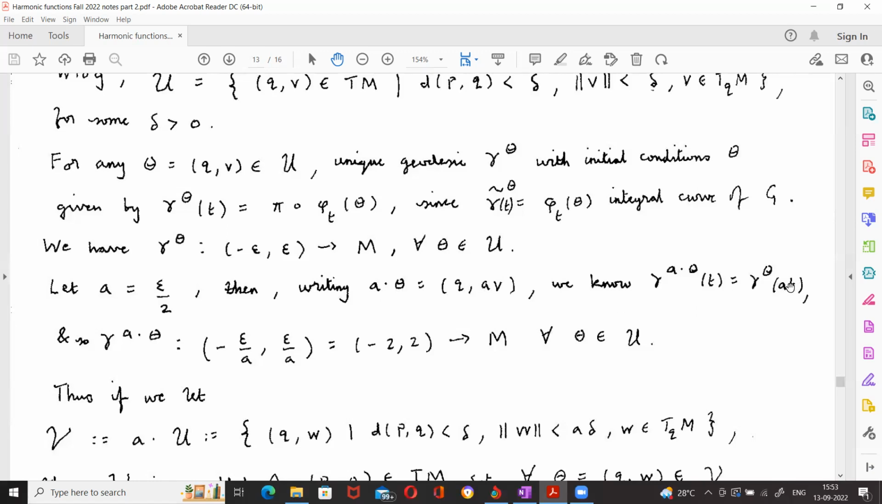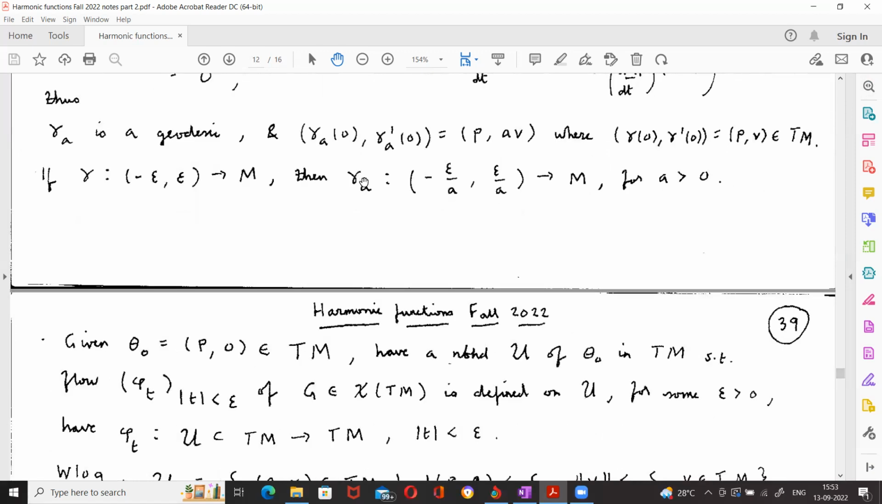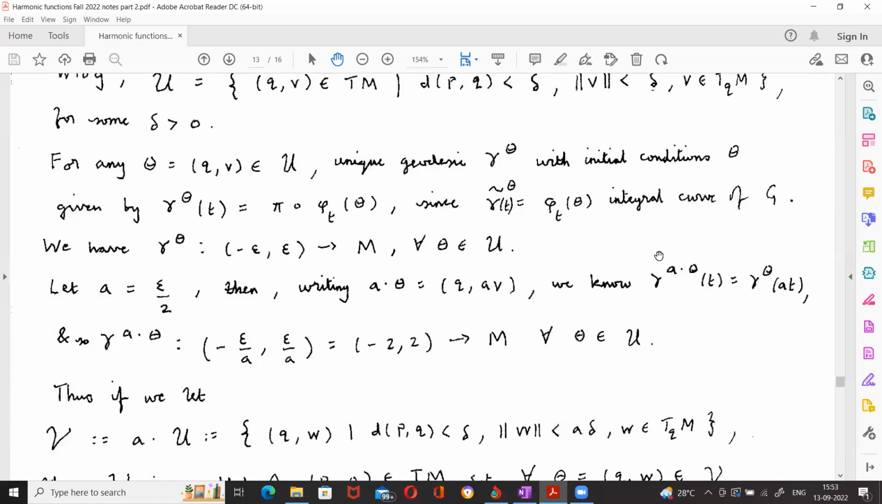Yes? No, about the homogeneity property. That's what we just saw above, right? When you rescale, the initial conditions become p comma av, right? This is the unique geodesic with these initial conditions, right? That's what we just saw. It's the geodesic given by rescaling by a. Okay. So gamma of a dot theta t is nothing but gamma theta of at.